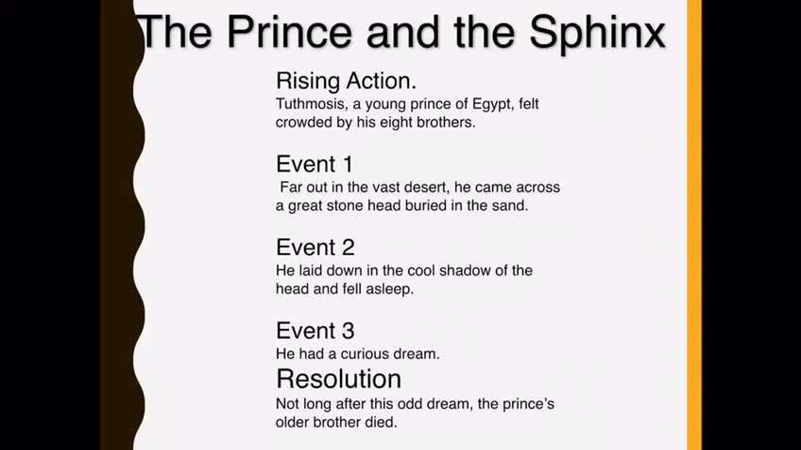Event 1 would be: far out in the vast desert, he came across a great stone head buried in the sand. Event 2: he lay down in the cold shadow of the head and fell asleep. Followed by event 3: he had a curious dream. And the end, the resolution, which mentioned that not long after this dream, the prince's older brother died.